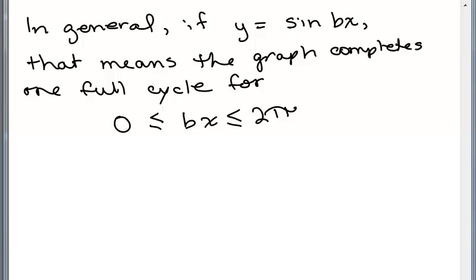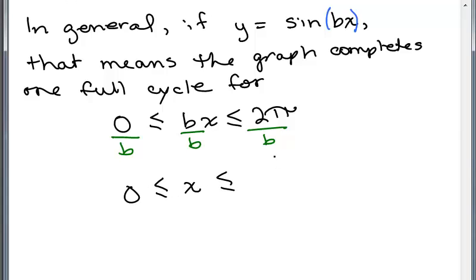So in general, we could say if y equals the sine of bx, I don't need to put this in parentheses, but you can. That means the graph completes one full cycle if bx is in between 0 and 2 pi. But I want to solve for x. So I would divide everything by b. And that gives me 0 is less than or equal to x is less than or equal to 2 pi over b. And this is what most people remember. That will be the period, 2 pi over b.